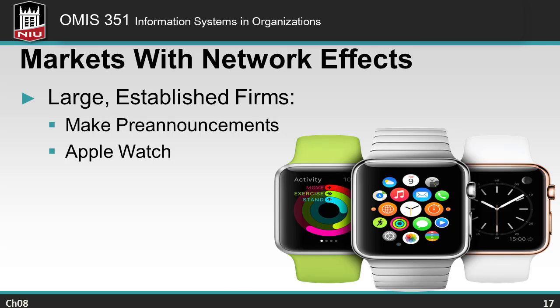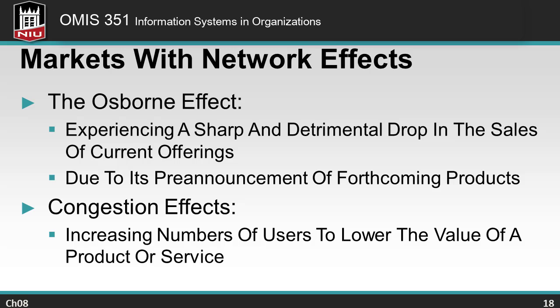Large established firms often make pre-announcements of new products and features to stir up customer interest in advance. With a strong initial customer base and brand loyalty, Apple is able to create interest through new product announcements as they have done with many products, including the Apple Watch. There can be a downside to the use of pre-announcements. The Osborne effect occurs when a company experiences a sharp and detrimental drop in the sales of current offerings after the early announcement of future products. Even with Apple devices, we often find the previous model available at deep discounts after the next model is announced.